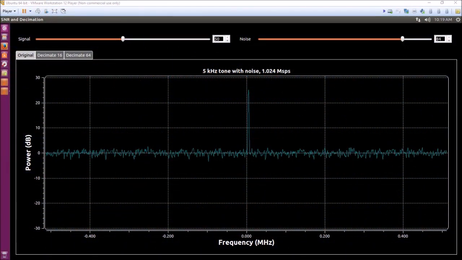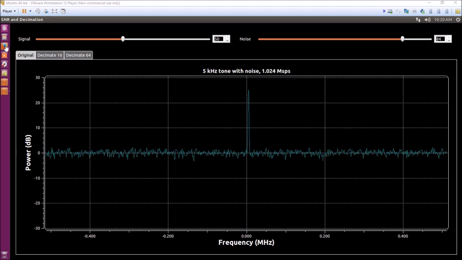Hi, this is John, VE6EY, with a short video about using GNU Radio to measure signal-to-noise ratio and the effect of decimation, or reducing the number of samples you're using, on improving your signal-to-noise ratio. And I've got GNU Radio running in a virtual machine on my computer.